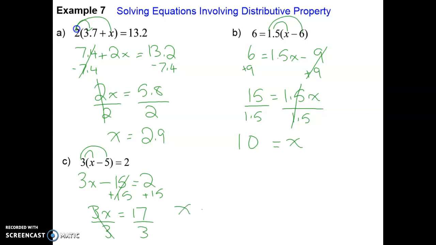And I'll move over here. x is equal to 17 over 3, and we're going to leave that as a fraction.